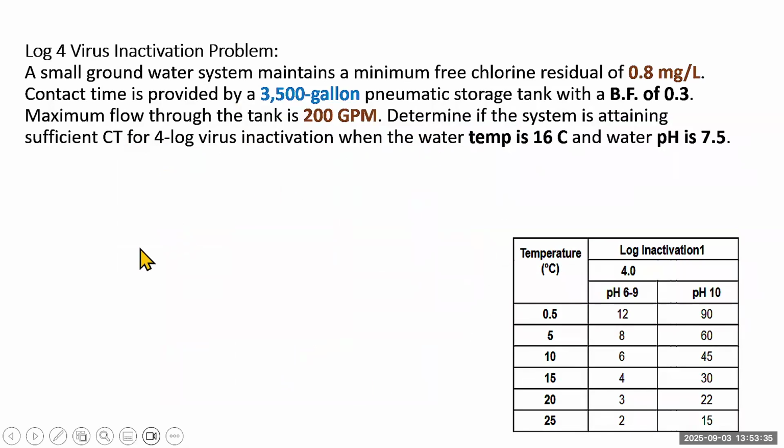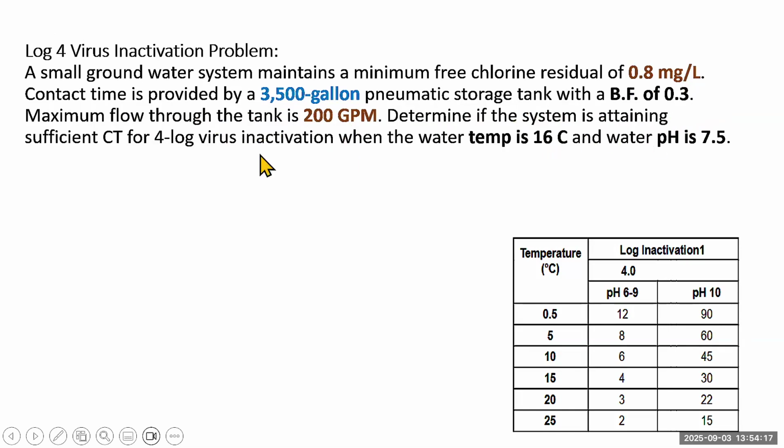All right, so let's look at a log 4 virus inactivation problem. You've got a small groundwater system, and they maintain a minimum free chlorine residual of 0.8 parts per million. That's going to be located where it's leaving their well house or their treatment plant. And then contact time is provided in a 3,500 gallon pneumatic storage tank with a baffling factor of 0.3. You don't expect a pneumatic storage tank to have a great baffling factor, so that's probably about right.